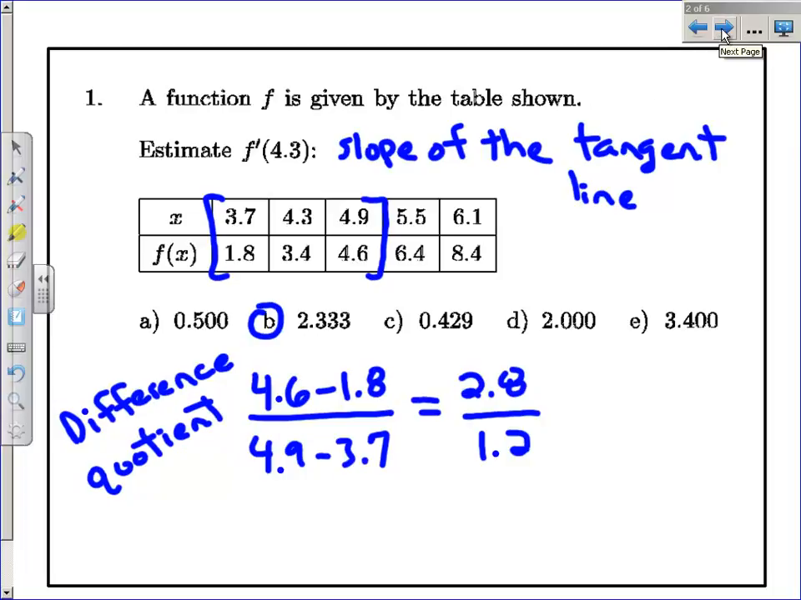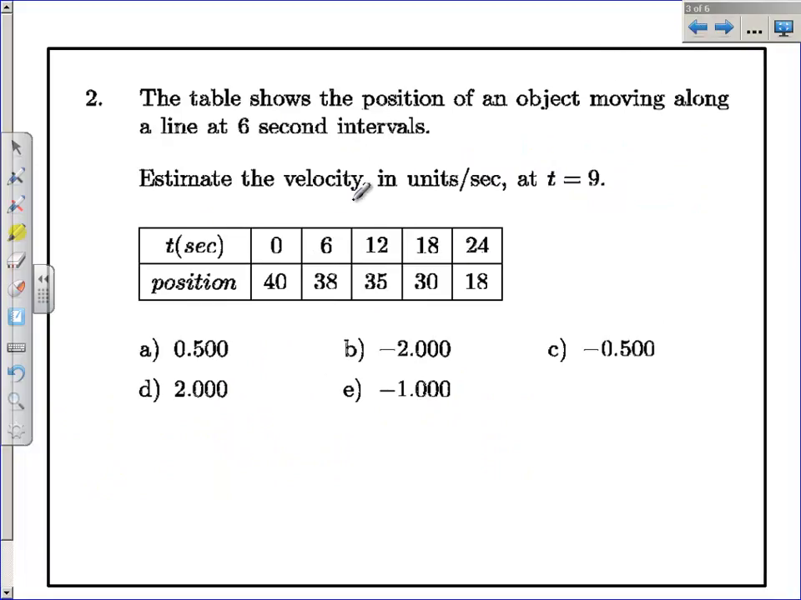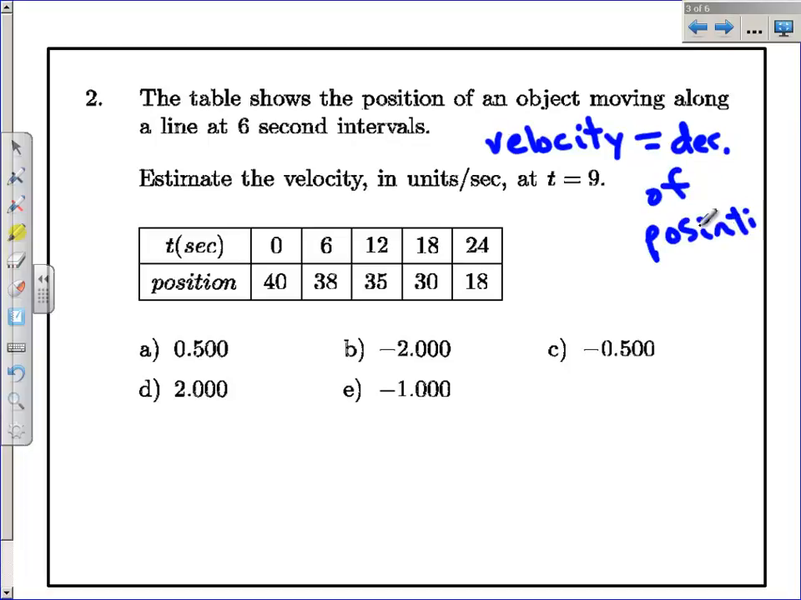Let's do another example. Let's estimate the velocity. So I've got the position of some object moving along a line. I've got 6-second intervals, and I want to estimate the velocity at t equals 9. Now you need to understand that velocity is the derivative of position. So that means we are trying to approximate, oh well, nice spelling there. Let's try that again. P-O-S-I-T-I-O-N. Yes, there we go. All right, so velocity is the derivative of position, so we are going to approximate the derivative or the slope of the tangent line at t equals 9.